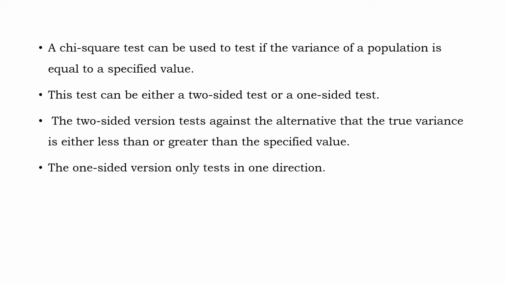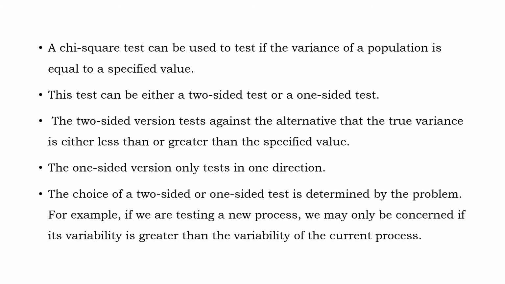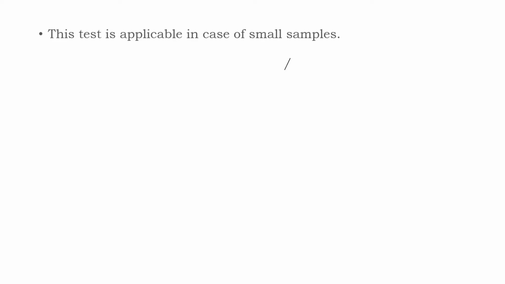The one-sided version, or the one-tailed test, only tests in one direction. This you might be familiar with when you test a hypothesis in parametric tests. We know that it will be either a one-tailed test or a two-tailed test depending upon the alternate hypothesis. The choice of a two-sided or one-sided test is determined by the problem. For example, if you are testing a new process, we may only be concerned if its variability is greater than the variability of the current process. This test is applicable in case of small samples.